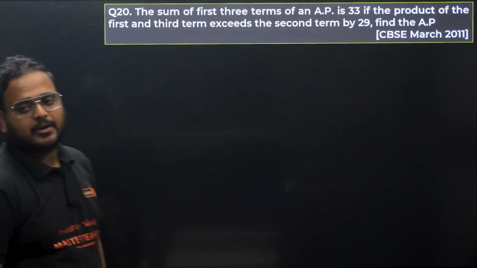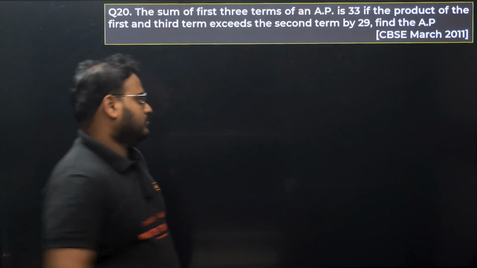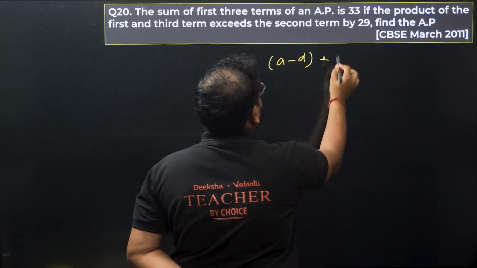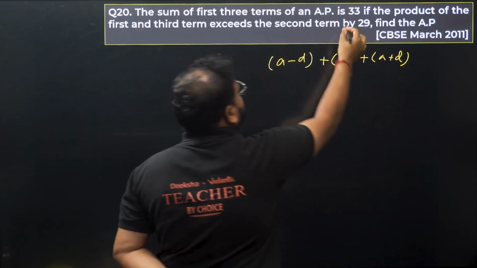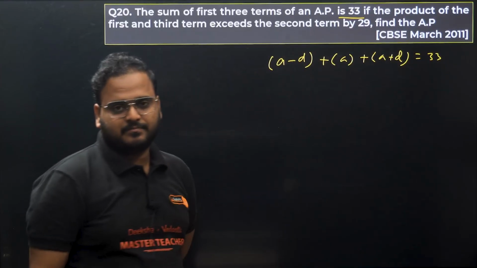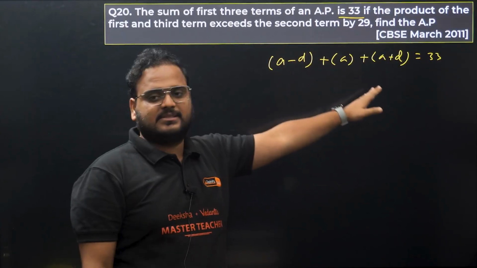Question number 20 now. Sum of the first 3 terms of an AP is 33. They have not given anything, so we'll go like this: a minus d plus a plus d plus a is given as 33, right? Three terms in AP. You can write that. Let the 3 terms be this, and then add them.